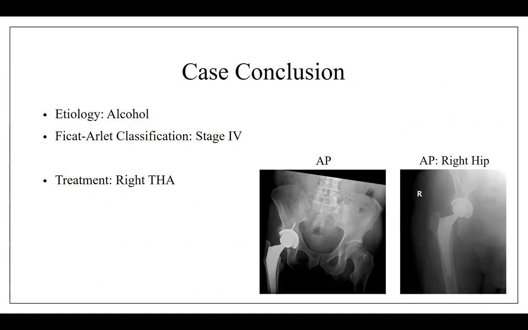So going back to our case with a 50-year-old gentleman who had limited internal rotation and hip pain in his right hip for the past year. His most common etiology for AVN was alcohol. He had no corticosteroid use, no smoking, no hip fractures, and no prior hip surgeries.